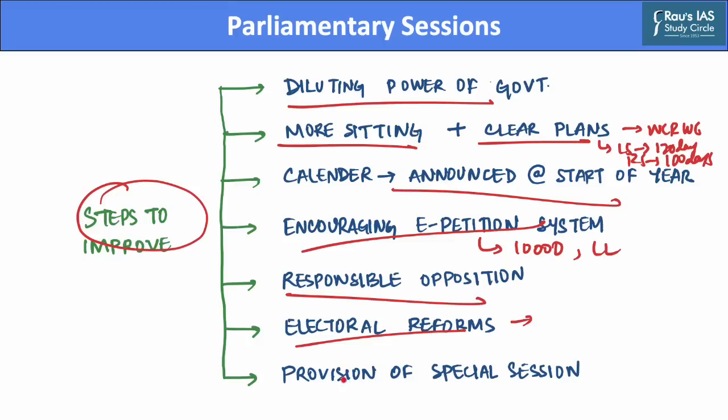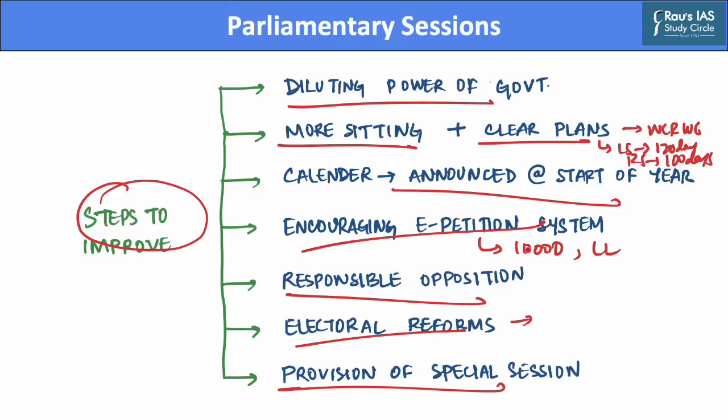Also, there should be a provision for holding a special session, which can be convened to provide an opportunity to fix a broken parliamentary calendar. And it will also enable finishing of unfinished legislative business. And these steps will help Parliament to regain the trust of people.